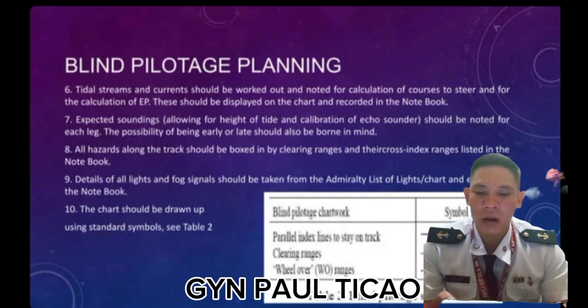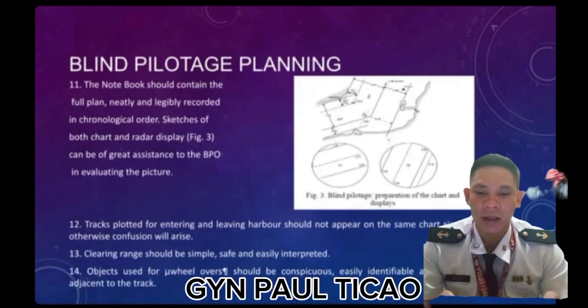Number 8. All hazards along the track should be boxed in by clearing ranges and cross-index ranges listed in the notebook. Number 9. Details of lights and fog signals should be taken from the Admiralty List of Lights and entered in the notebook. 10. The chart should be drawn up using standard symbols. See Table 2.